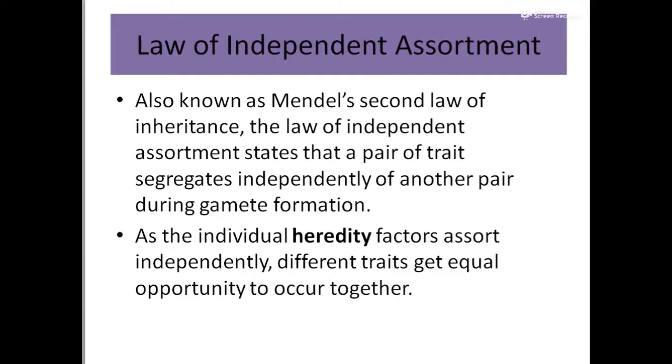Now this is known as the second law of inheritance, and it states that a pair of traits segregates independently of another pair during gamete formation. And as the individual hereditary factors assort independently, different traits get equal opportunity to occur together. And this was stated as the law of independent assortment of genes put forward by Mendel.